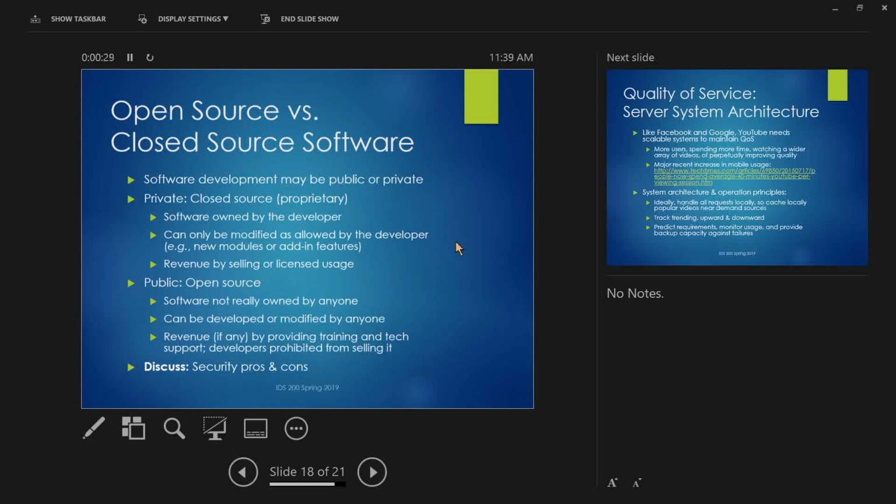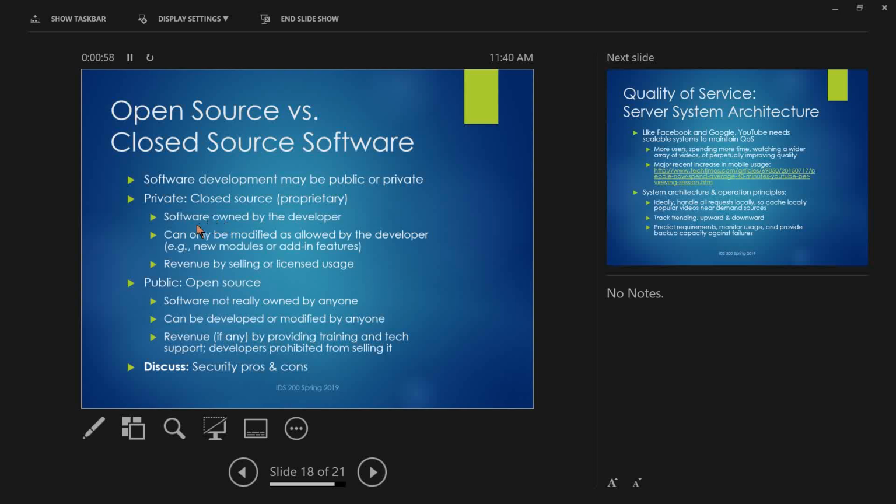So private is closed source, means the stuff is proprietary. Software is going to be owned by the developer. Good example of that, Microsoft Windows, right? They all design it under Microsoft's roof. When they're done, anytime you buy a machine that has Windows on it, even though you're not paying directly for Windows, yeah, you're paying for it. There's some kind of transaction with the computer seller, like Best Buy or whoever, that they paid to put Windows on these machines.